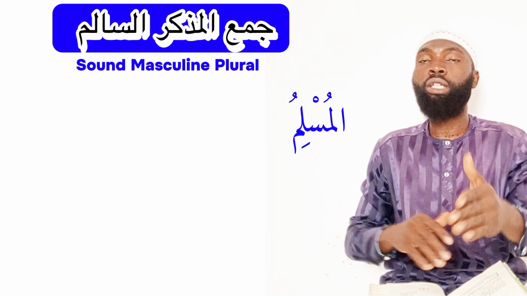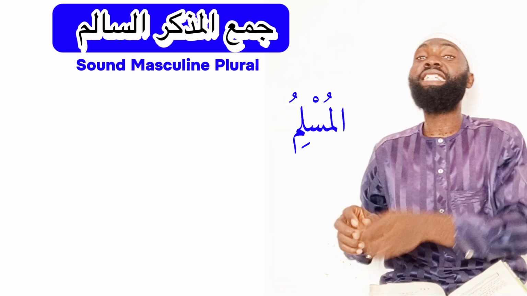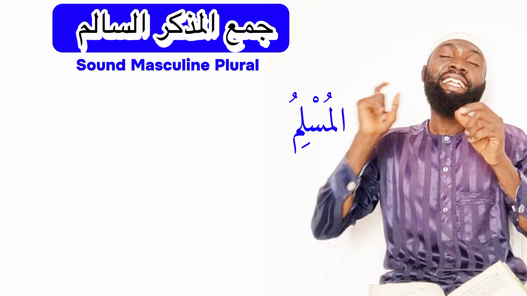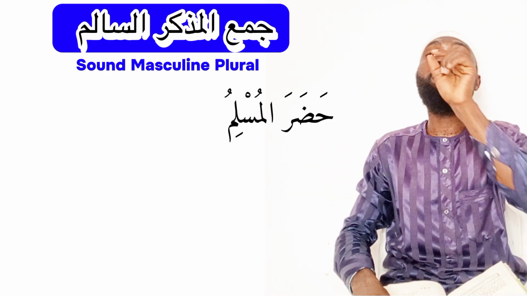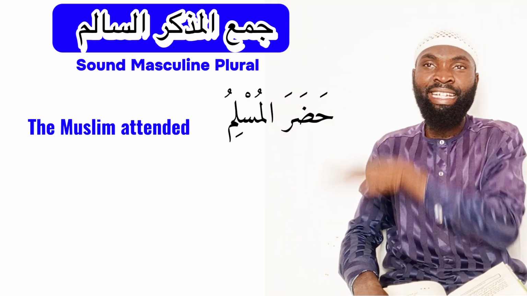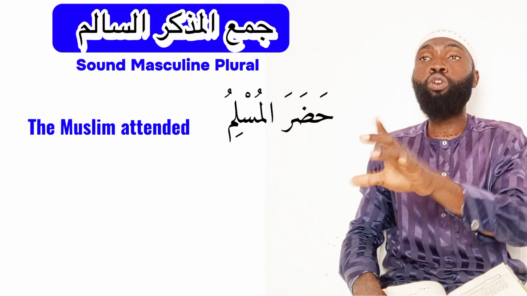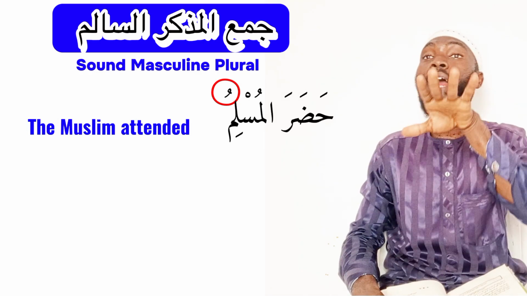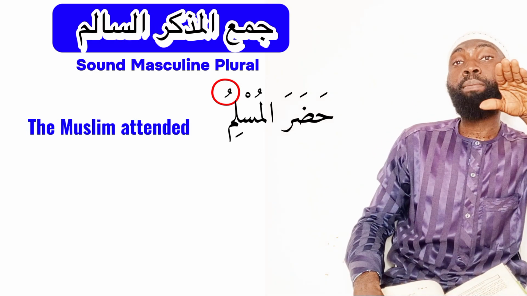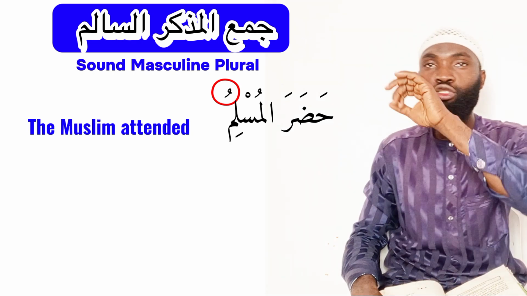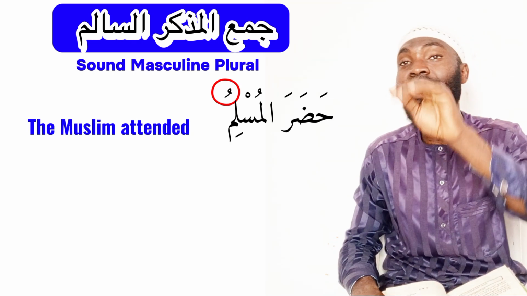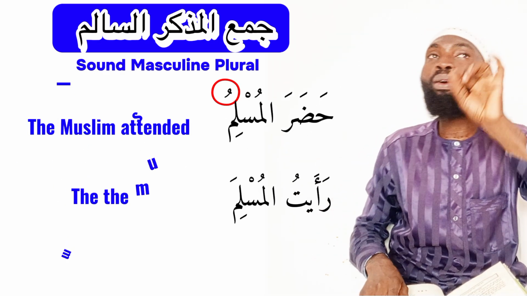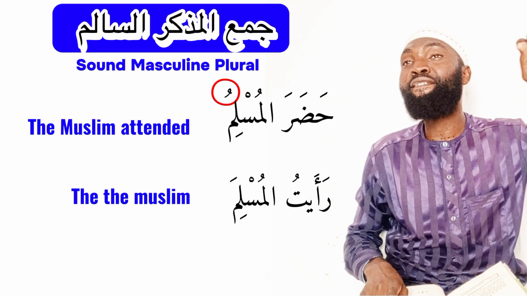on the grammatical function. I mentioned to you that if this word is coming as the subject of the sentence, it would appear with dhamma, like when I say hadara al-muslimu, the Muslim attended. Here the word Muslim is carrying dhamma because it is in the nominative case as the subject of the sentence. However, when it is coming as maf'ulun bihi, the object of the sentence, it will be in the mansub case, accusative case, carrying fatha, like when I say ra'aytul muslima, I saw the Muslim.